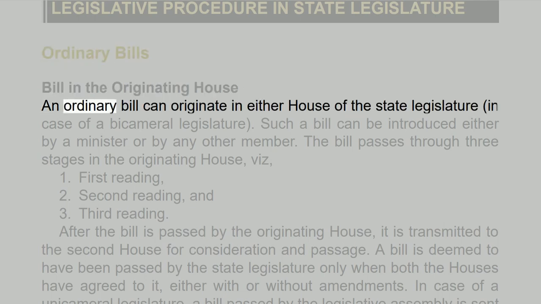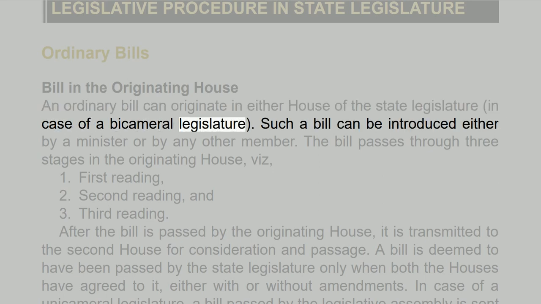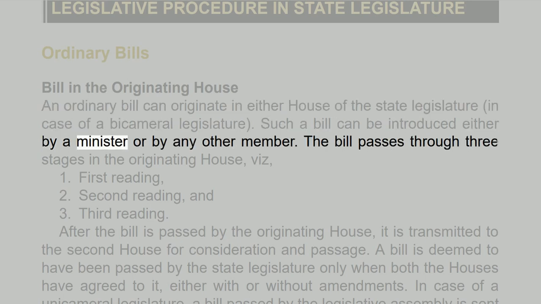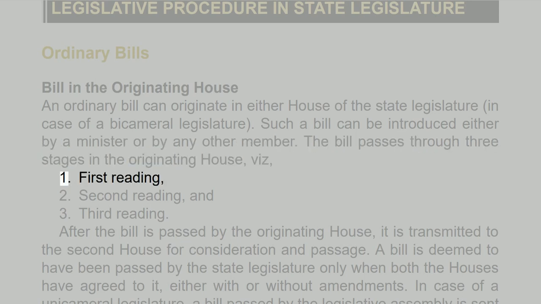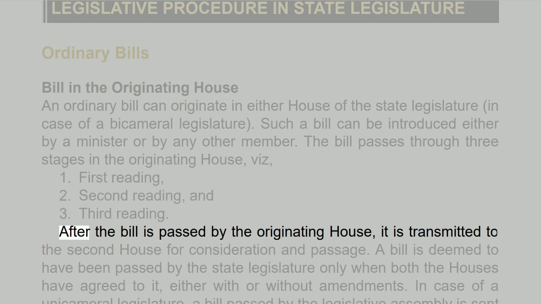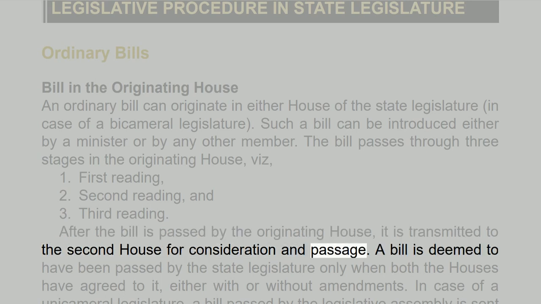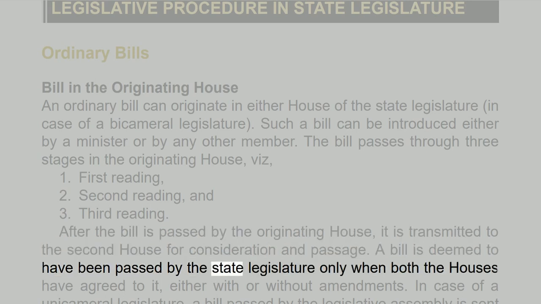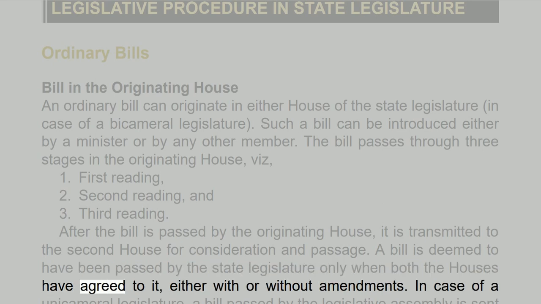An ordinary bill can originate in either house of the state legislature. In case of a bicameral legislature, such a bill can be introduced either by a minister or by any other member. The bill passes through 3 stages in the originating house, viz. 1. First reading, 2. Second reading, and 3. Third reading. After the bill is passed by the originating house, it is transmitted to the second house for consideration and passage. A bill is deemed to have been passed by the state legislature only when both the houses have agreed to it, either with or without amendments.